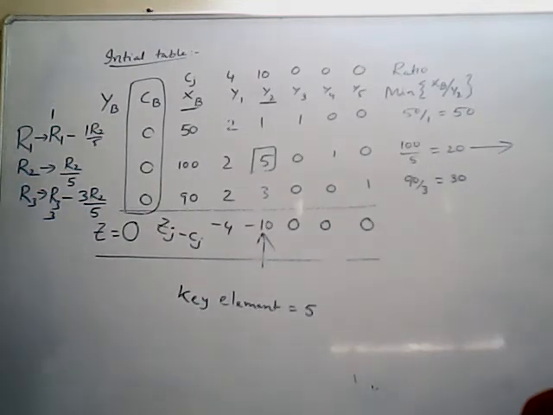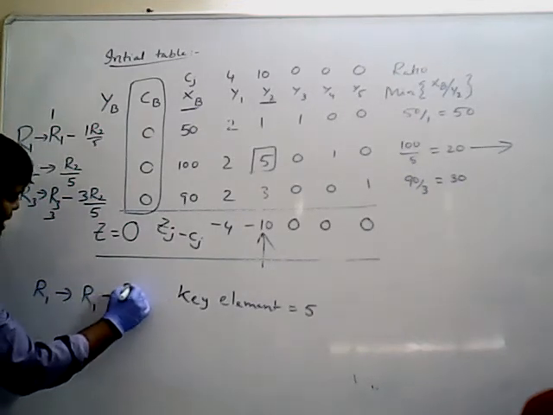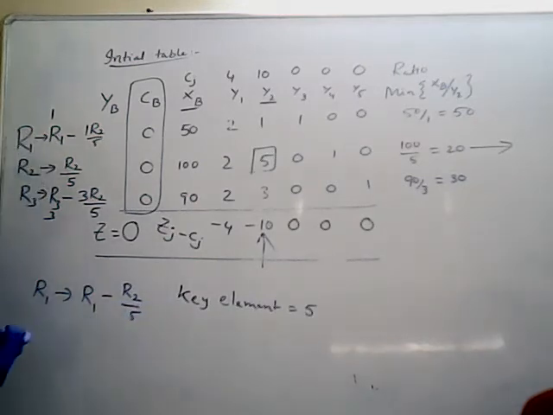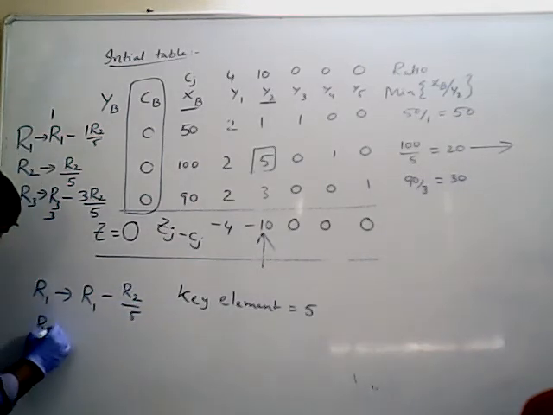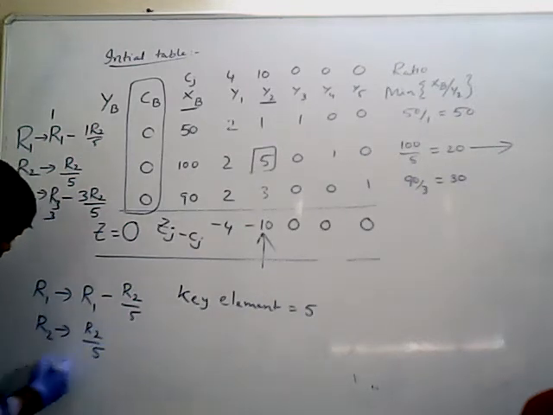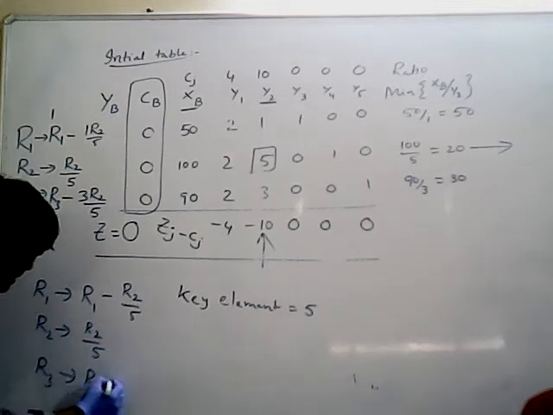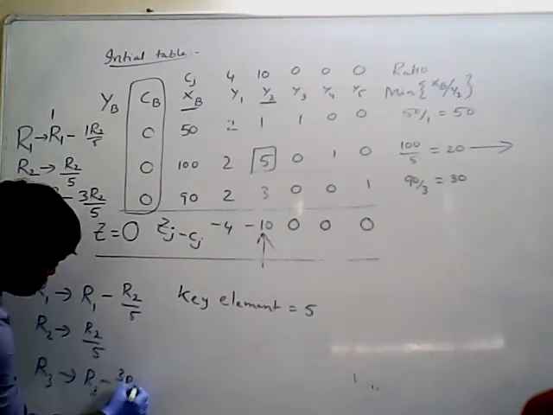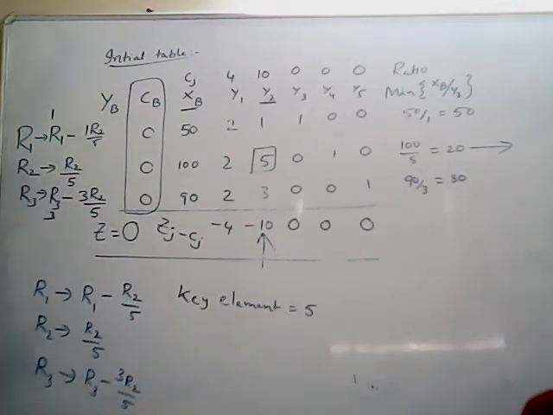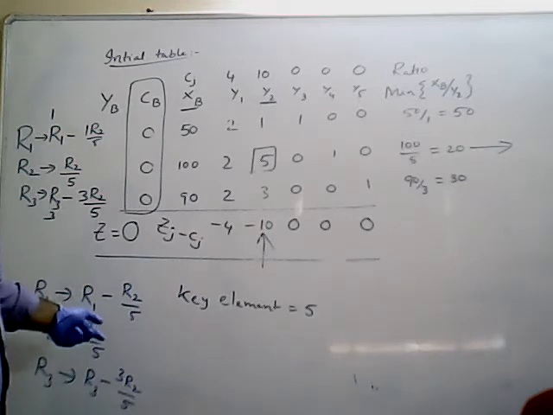So what are the operations I finally got? I am writing the operations here. First row operation is R1 implies R1 minus R2 by 5. Second row operation, R2 implies R2 by 5. Third row operation, R3 implies R3 minus 3R2 by 5. These are the operations you are getting. If you practice well, then automatically you can write the operations very quickly.